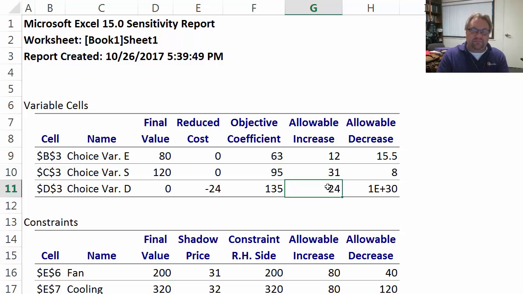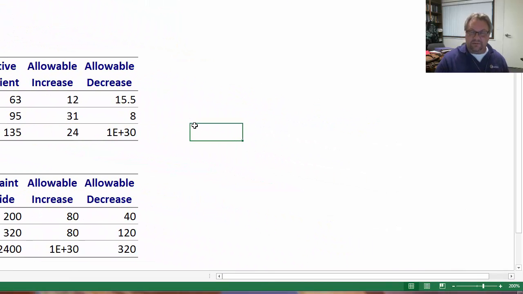I can increase the objective coefficient up by $24 and still not impact my objective function. So is that within the range? I can increase it up to $159, and I would still have no impact on my optimal solution. So no, increasing the deluxe model to 150 would have absolutely no effect on the optimal solution.